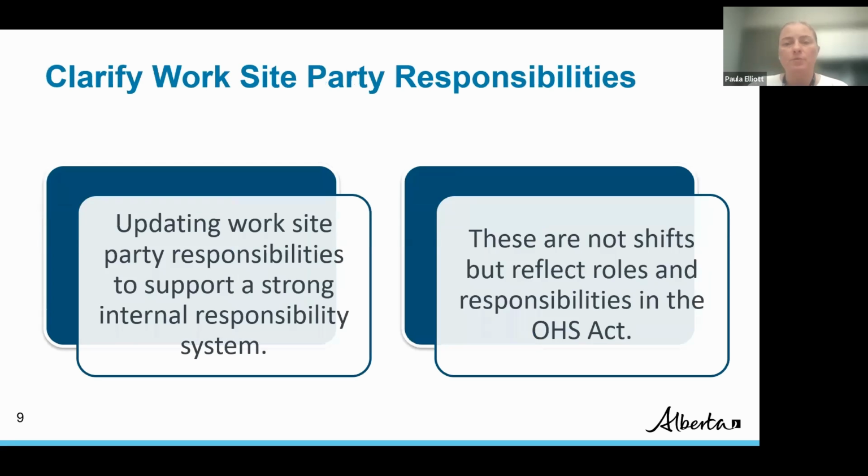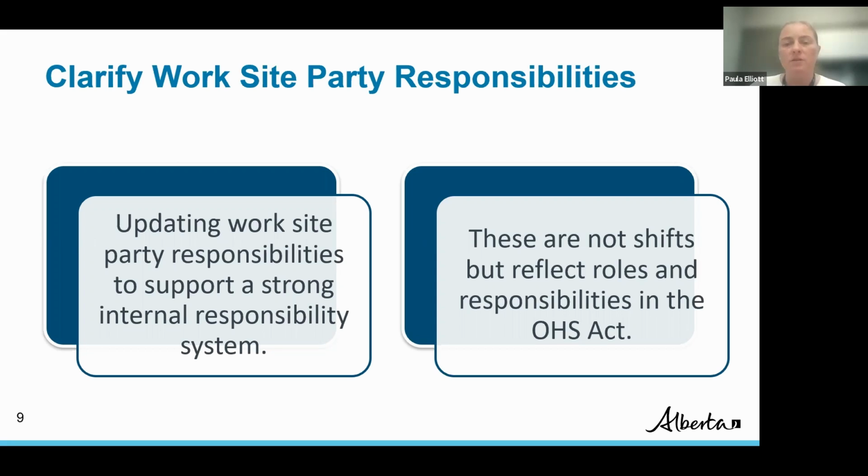Updates to worksite party responsibilities occurred in a number of areas across the OHS Code. The updates were designed with the goal of supporting a strong internal responsibility system. In some cases, the code may not have had the correct worksite party responsible for health and safety, or it may not have stated who is responsible, so additional clarity was required.